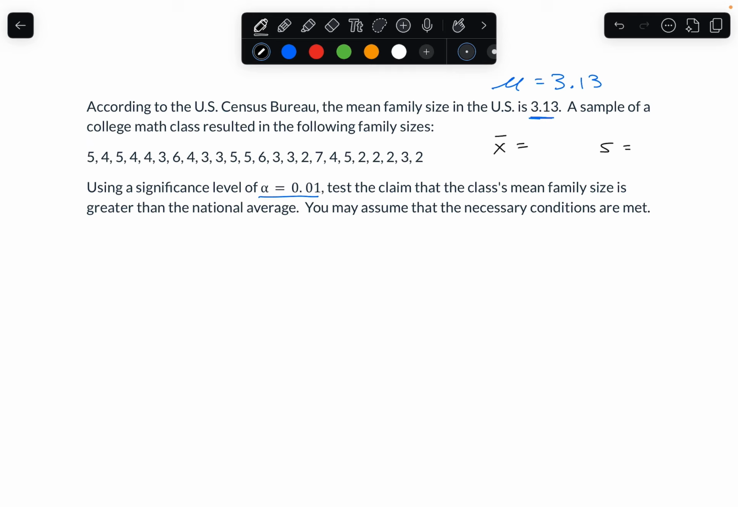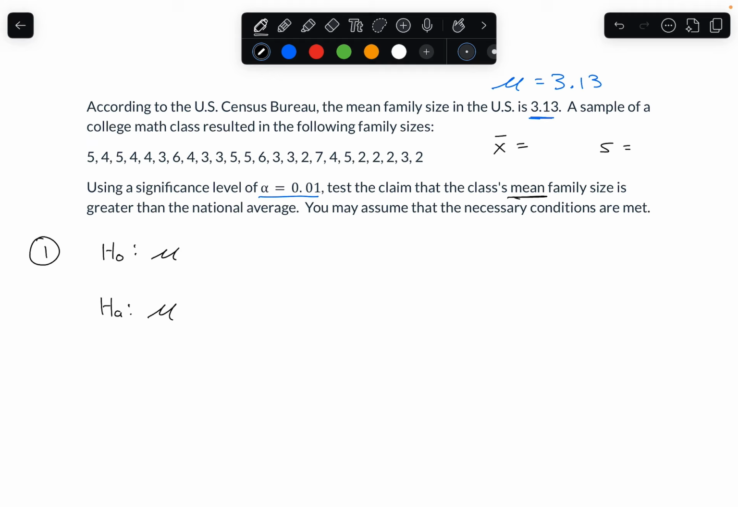So to start off, this problem is going to look pretty similar to the last one. We're going to say, okay, well, we should list what's our null hypothesis, what's our alternative hypothesis. In other words, what is H naught? What is HA? So here we're testing the claim that the class's mean family size. So we're looking at a population mean. So we're going to be looking at population mean mu for both of these two statements.